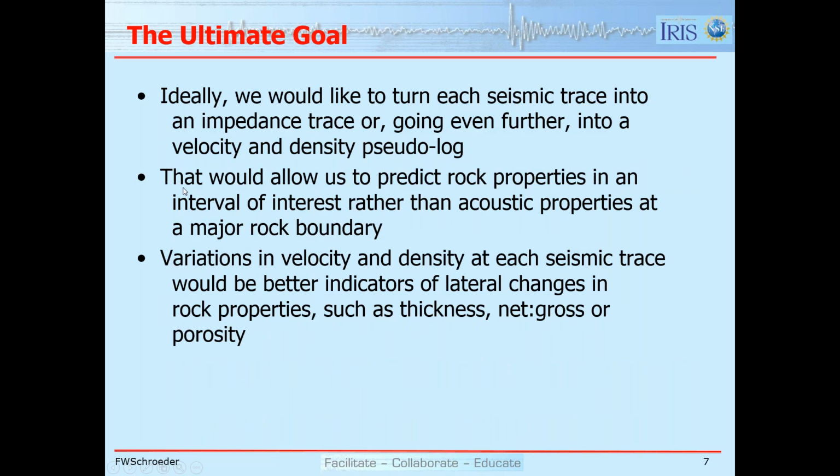So our ultimate goal, we would like to turn each seismic trace into an impedance trace, giving us further information about the velocity and density. That would allow us to make better predictions about rock properties in our interval of interest, say our reservoir zone, rather than acoustic properties at the major rock boundaries. And the variations in the velocity and density at each trace can be better indicators that we might have some lateral changes in rock property, such as the thickness of the reservoir, the net to gross of the reservoir, or the porosity of the reservoir.